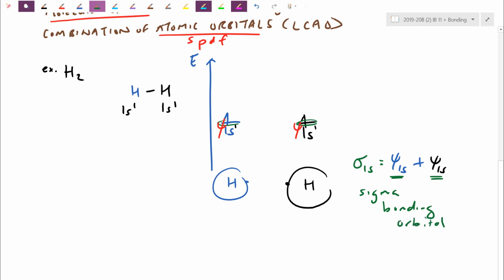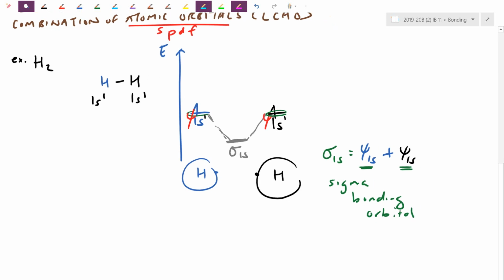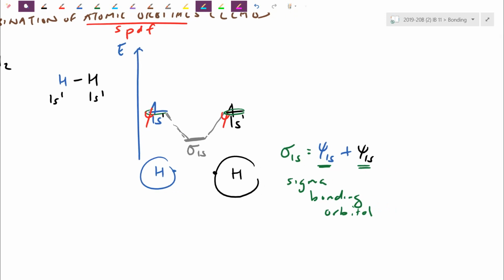When things are able to make bonds, things are more stable. I mix those 2 together. Upon addition of them, I end up creating an orbital that's actually slightly more stable than the pieces I started with. So here this is going to be sigma 1s, and picture-wise, what that looks like is we're going to have our blue hydrogen and our black hydrogen here.